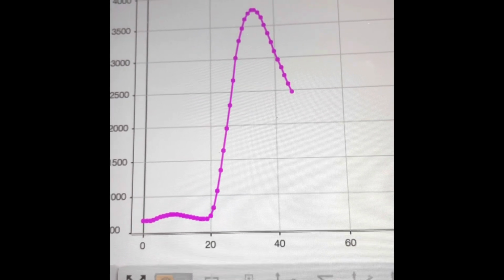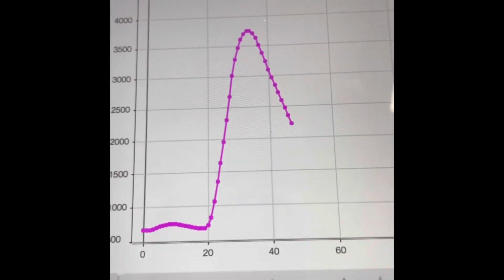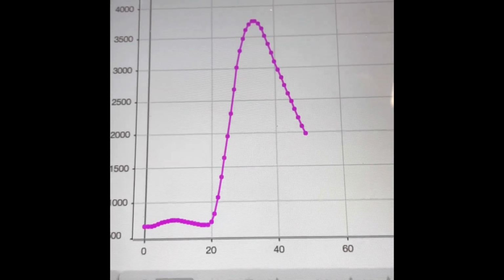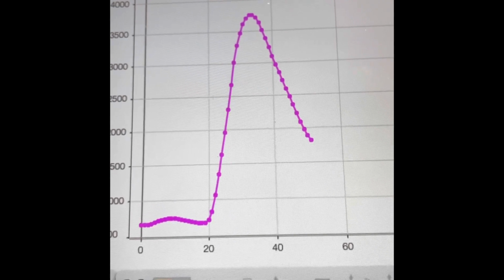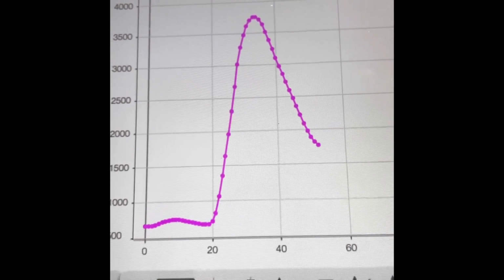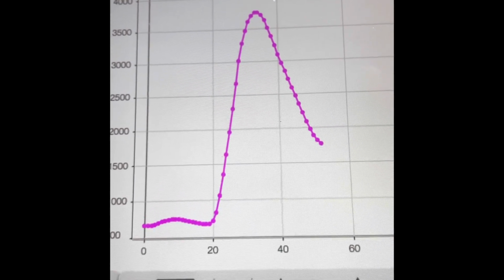So it looks pretty good. Let's stop collecting data. So we'll turn that off. I'm going to get rid of that data because we're going to start the experiment now.